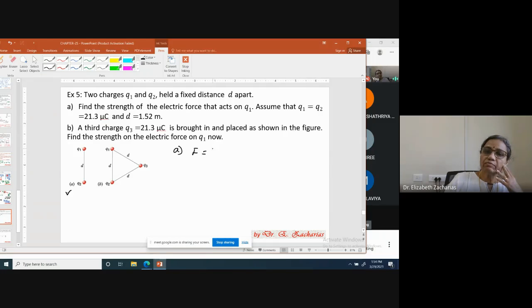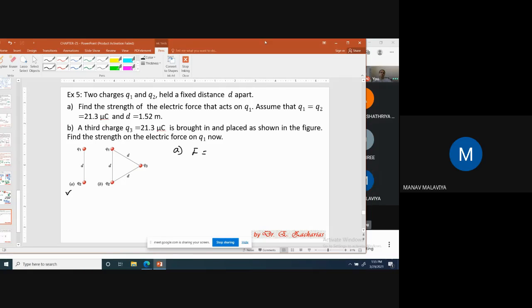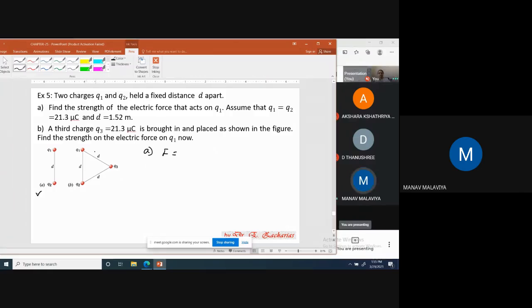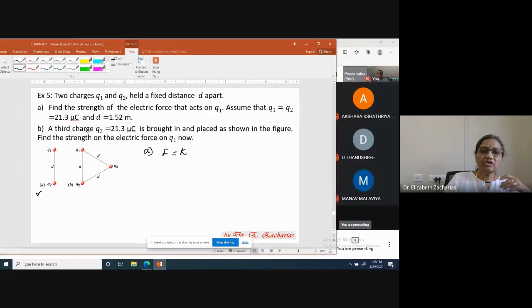F is equal to? KQ by R square. K is 1 by 4 pi epsilon naught. So F is K into Q1, Q2 by D square, which is K Q square by D square.